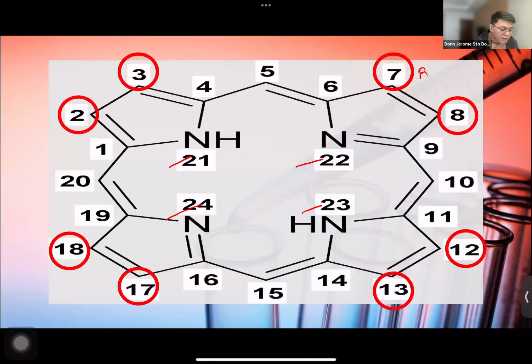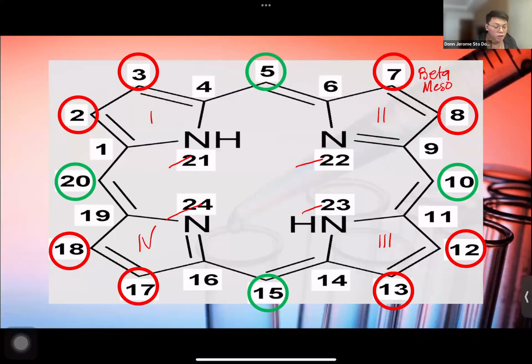One is in the beta position, located on the pyrrolic rings. This is our ring. Or in the meso position, located on the methine bridges, 5, 10, 15, 20. In humans, the substituents, or the side chains, are commonly attached in the beta position. Okay? And a porphyrin that does not have any side chain attached to it is called a porphin, the simplest porphyrin.